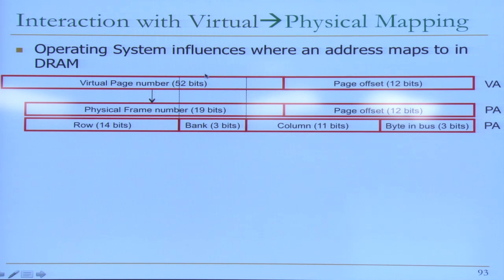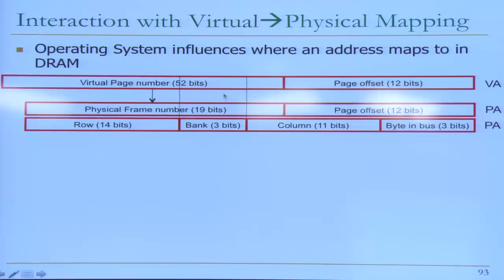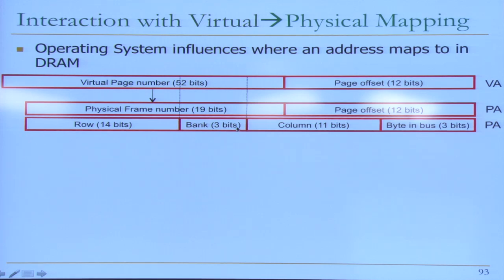So if the operating system knows which bits are used in the physical address to determine the bank, it can do this mapping in such a way that it can potentially take a virtual address and map it to bank 0, right? Assuming the operating system knows this. Unfortunately, today, this information is really not communicated to the operating system. But maybe going forward, it may be a good idea, right?